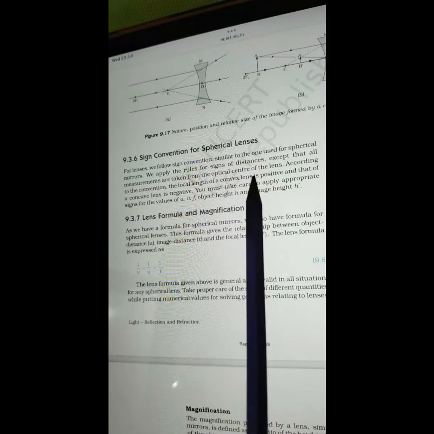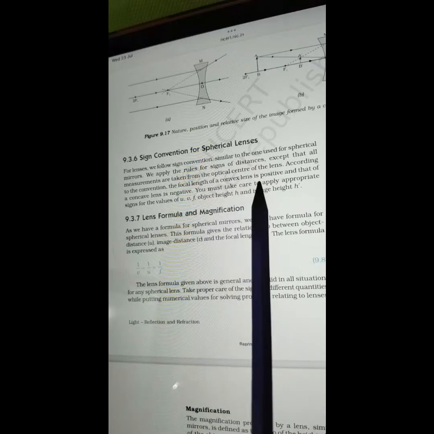9.3.6 Sign convention of spherical lenses. For lenses, we follow sign conventions similar to the one used for spherical mirrors. We apply the rules of signs of distances, except that all measurements are taken from the optical center of the lens. According to the convention, the focal length of a convex lens is positive and that of a concave lens is negative. So you must take care to apply appropriate signs for the values u, v, f, object height h, and the image height h dash.